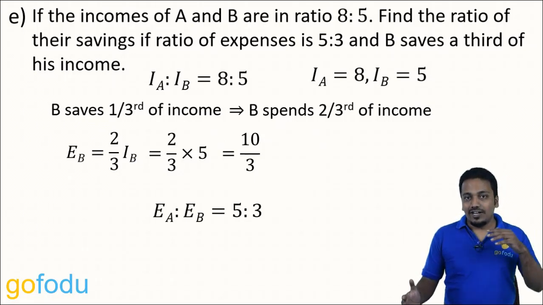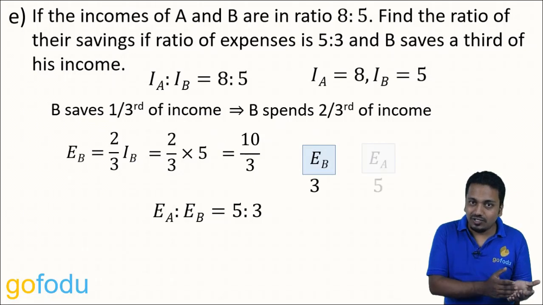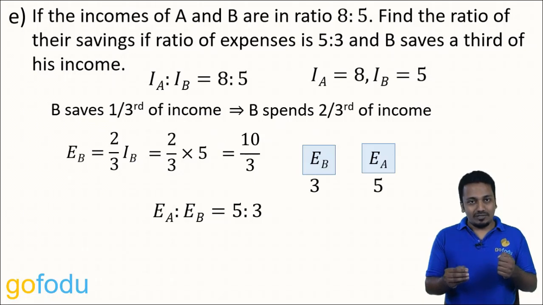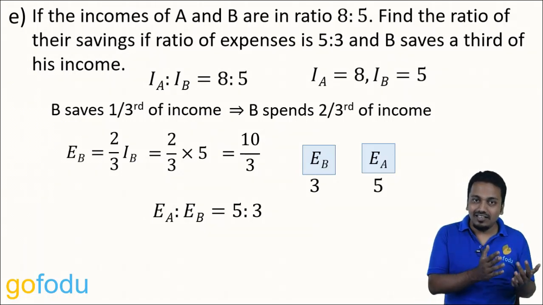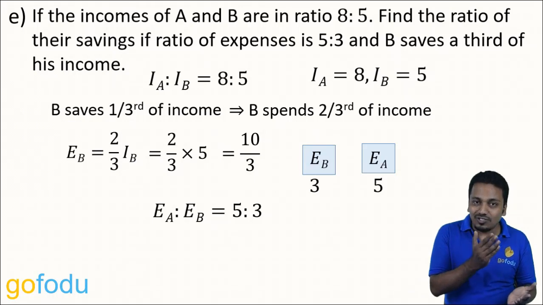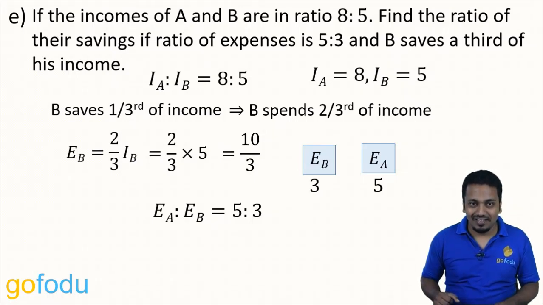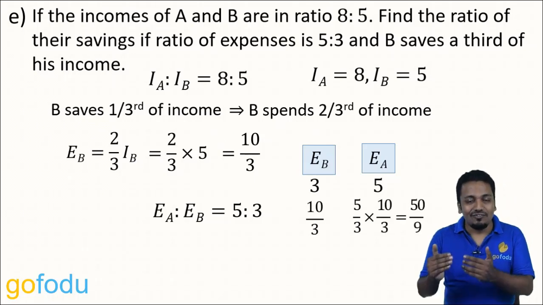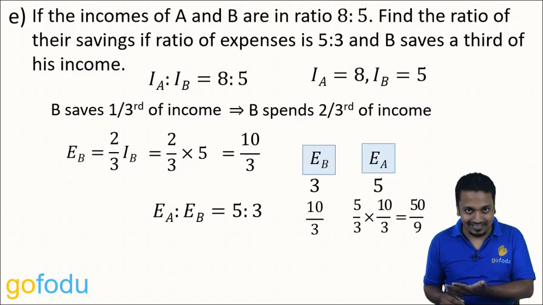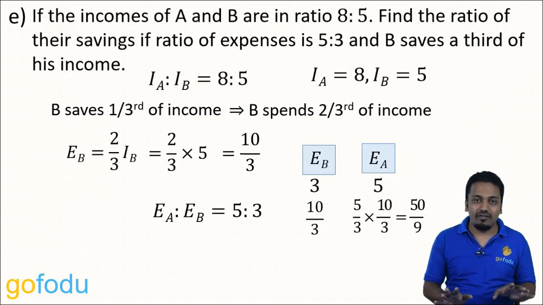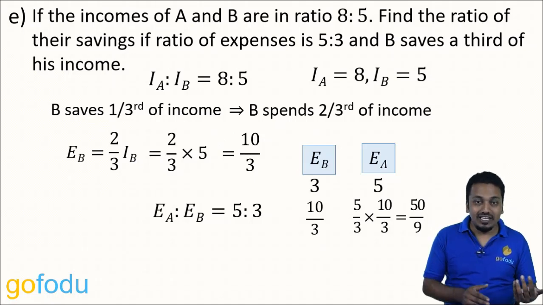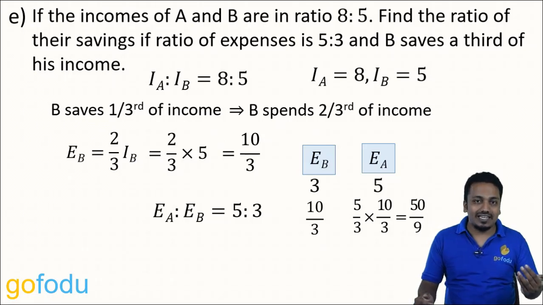This means that if the expense of B is 3, the expense of A will be 5. We have got the expense of B as 10/3. So if the expense of B is 10/3, the expense of A will be 5/3 into 10/3. That's the unitary method we have applied right here. When B is 3, A is 5. When B is 10/3, A will be 5/3 into 10/3, that is 50/9.